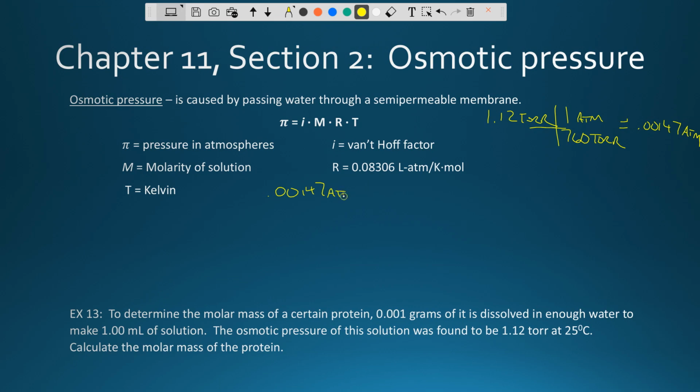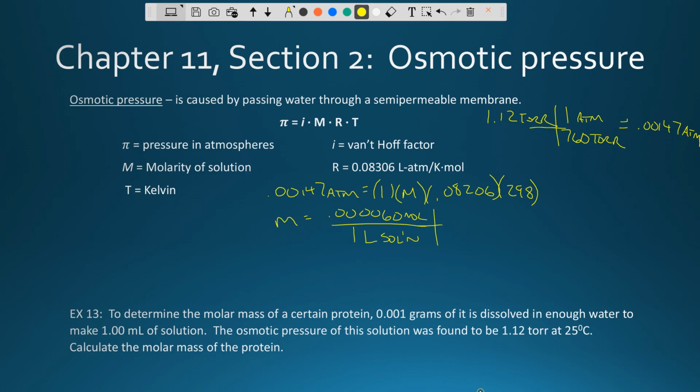Okay, so let's plug in our values. 0.00147 atmospheres equals, it's a protein, so it's non-volatile. My van 't Hoff is 1. Let's see, my molarity is what we're solving for. Okay, we want to find the molar mass. Remember, that's grams per mole. So we've got to plug that in. My 0.08206 is my constant, and my temperature is 298 again. So my molarity ends up being 0.000060 moles of the protein per 1 liter of solution.